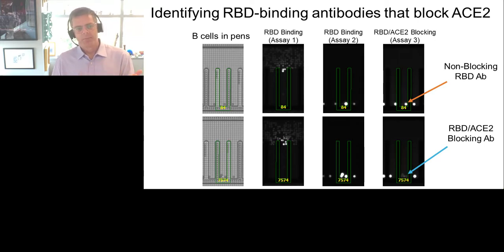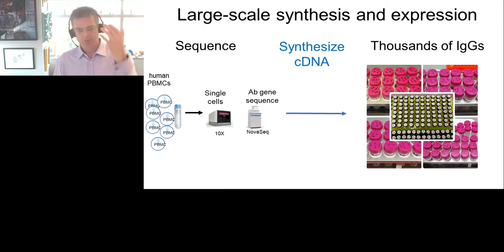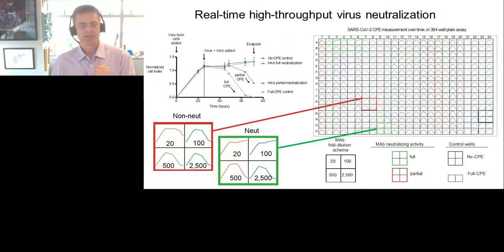Now, I already mentioned that in our workflow you can take single cells by Berkeley Lights. We also did parallel workflow, as I've shown you before, with 10x Genomics, and then again, PacBio or Illumina sequencing. We sent those sequences to Twist Bio, who sent us back again, just as I described. And this is now a 384-well real-time neutralization assay.